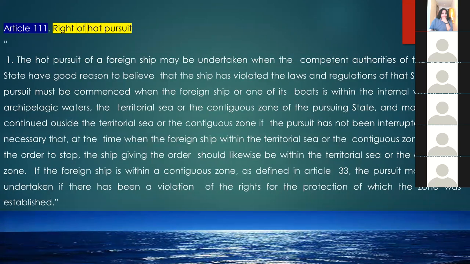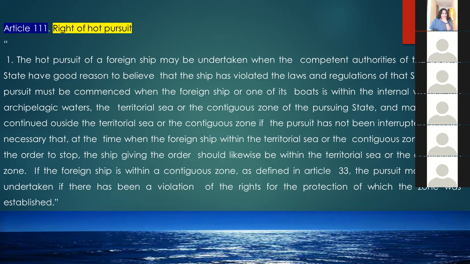Article 111 talks about the right of hot pursuit. Now, the hot pursuit of a foreign ship may be undertaken when the competent authorities of the coastal state have good reason to believe that the ship has violated the laws and regulations of that state. Such pursuit must be commenced when the foreign ship or one of its boats is within the internal waters, the archipelagic waters, the territorial sea, or the contiguous zone of the pursuing state, and may only be continued outside the territorial sea or the contiguous zone if the pursuit has not been interrupted.